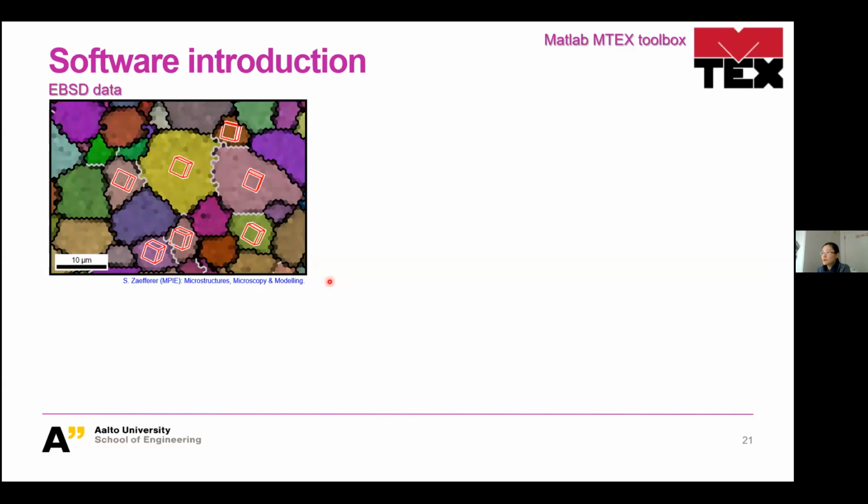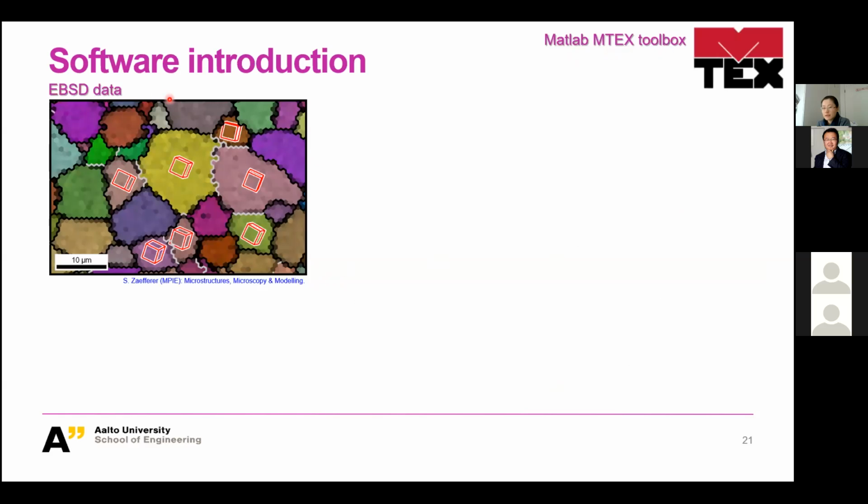Then we will go to the second software. This is also the main point of today's exercise, the MTEX toolbox. It is normally used to analyze the EBSD or XRD data. And here we only focus on the EBSD data part. As you already see, this kind of crystal orientation map, for each grain, you will have one orientation, and they will be different from each other.